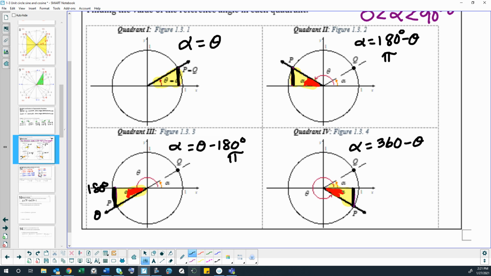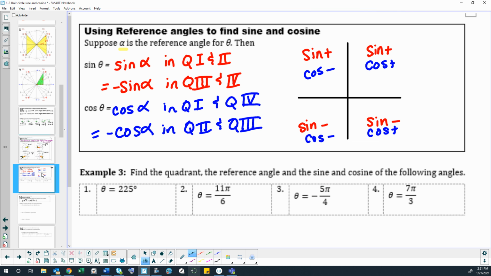All right, let's look at each of the quadrants and what the signs would be. So we just talked about how sine is the y value and cosine is the x value. Well, in quadrant 1, we have x value, y value, both positive, right? So all of them will be positive. When I say all, that means tangent and cotangent and secant and cosecant, as well as sine and cosine. All of them will be positive.